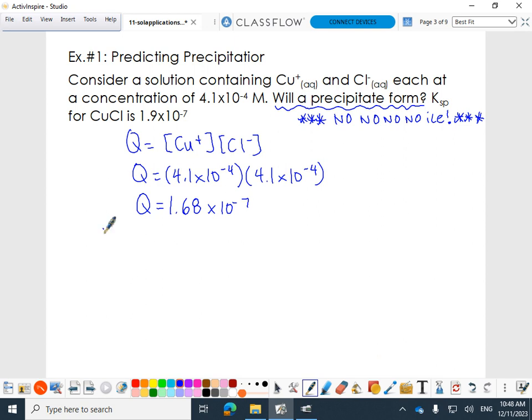Okay, so Q is less than KSP. So our number needs to get bigger. So again, if you like fractions, 4 over 1 is 4, 1 over 4 is 0.25. So we need the top of our fraction to get bigger. So that means that we need the products to increase.